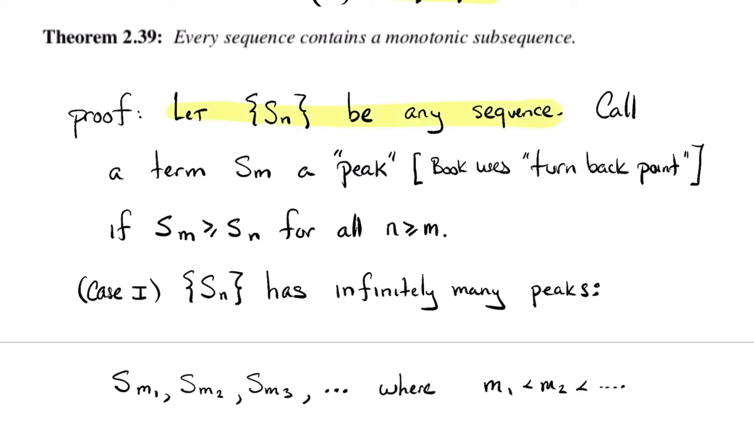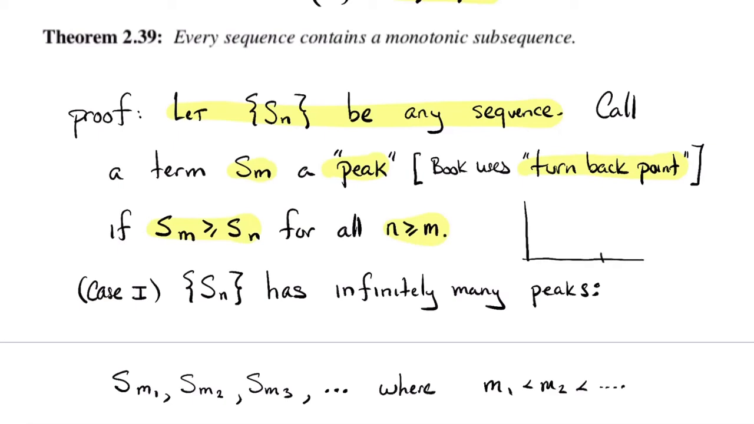And then I'm going to introduce a technical device. I'm going to call a term of it, S sub n, a peak. Your book uses the three-word phrase turn back point. It's okay, but I don't really like it. I prefer peak. So what makes a term a peak? A term is a peak if every single term that's after it in the sequence is less than or equal to it.